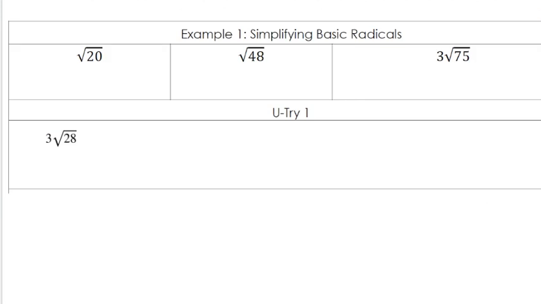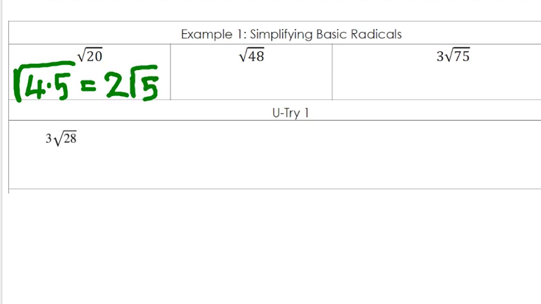Here's our first example. I have square root of 20. Square root of 20 can be written as 4 times 5. 4 is the biggest perfect square that can go into 20. Square root of 4 is 2 that can go outside, and 5 is not a perfect square, it will remain inside of the square root.